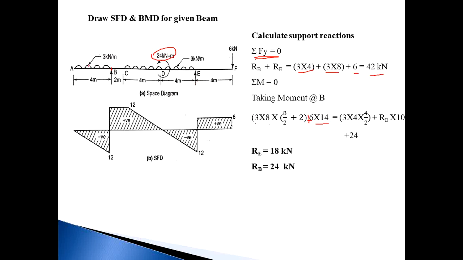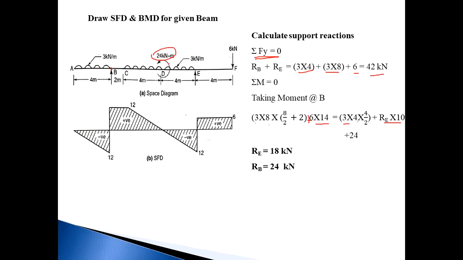Then next, the anti-clockwise moment. The UDL from A to B, with respect to B, gives an anti-clockwise moment. First, the intensity of the UDL is 3 into the length of UDL, which is 4, and it acts at half of AB, so this is 4 by 2. Then next, RE into 10, that is 4 plus 4 plus 2, so RE into 10. And one more moment is available in the beam, that is 24 kilonewton meter, and the moment is anti-clockwise.